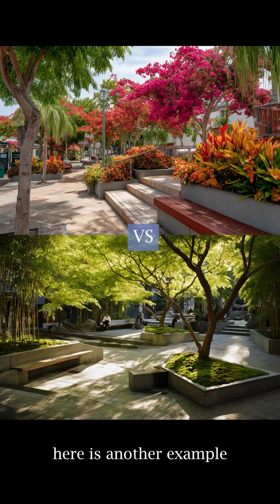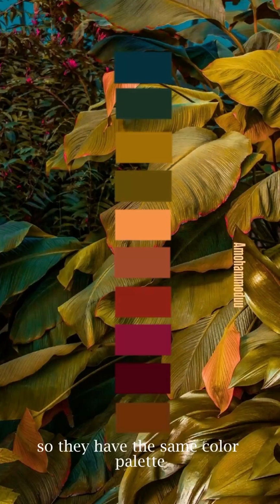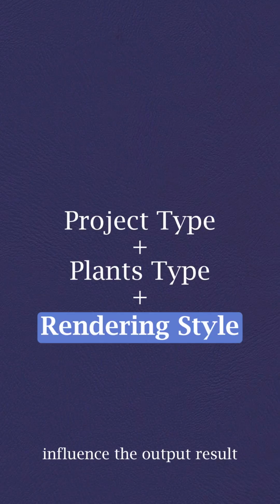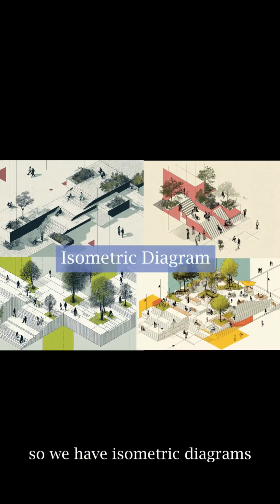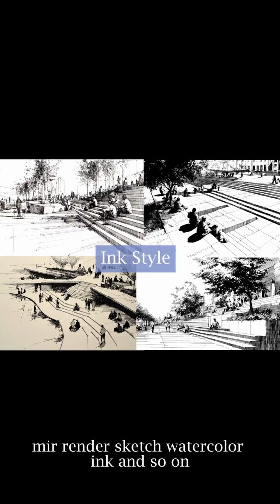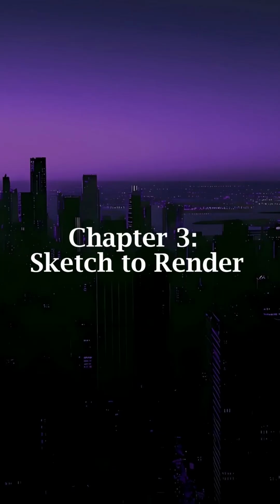Here is another example. These 4 different places are with the same tropical plants, so they have the same color palette and overall atmosphere. Rendering style will strongly influence the output result. So we have isometric diagrams, mirror render, sketch, watercolor, ink, and so on. You can also use style raw to create highly realistic photos.